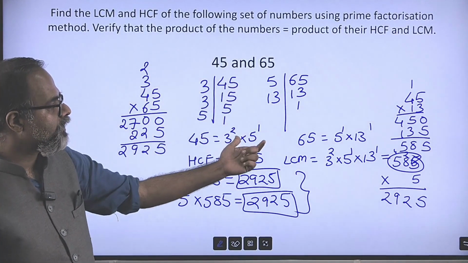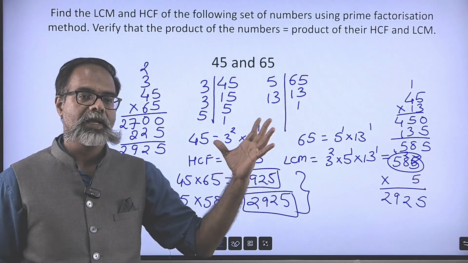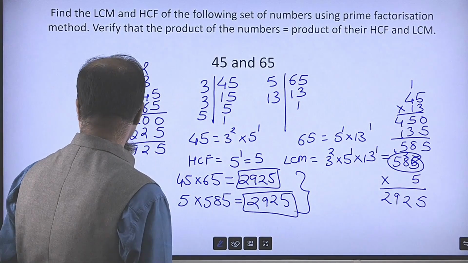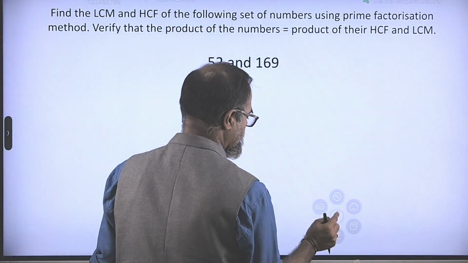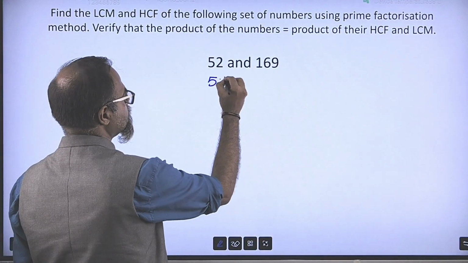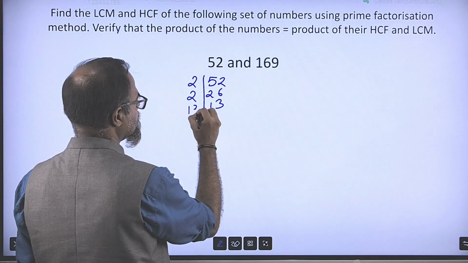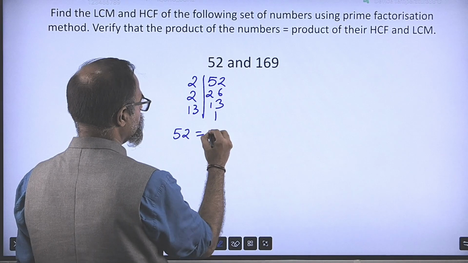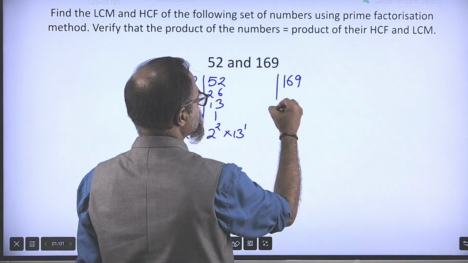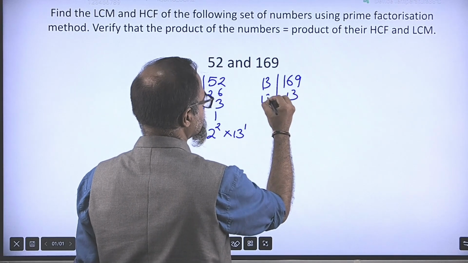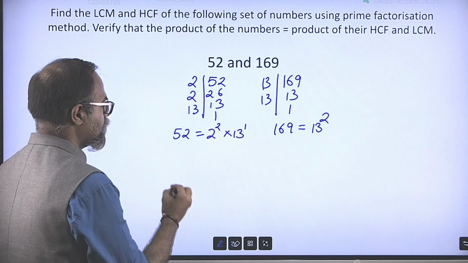Hence, with prime factorization, the product of the numbers and the product of the HCF and the LCM is exactly the same. Let's take a third example, 52 and 169. Let's prime factorize 52. 2 26s are 52, 2 13s are 26, 13 ones are 13. So 52 is 2 square into 13 to the power 1. 169: 13 13s are 169, 13 ones are 13. So 169 is the square of 13.